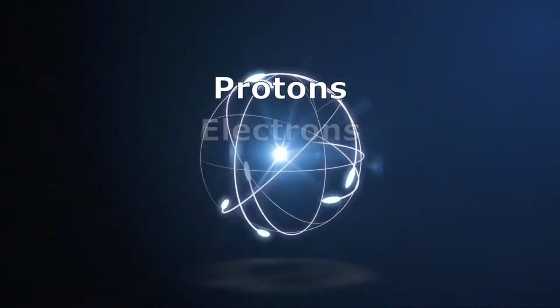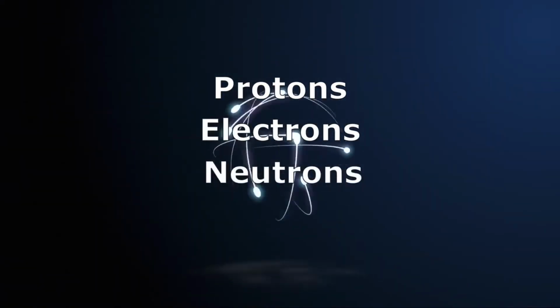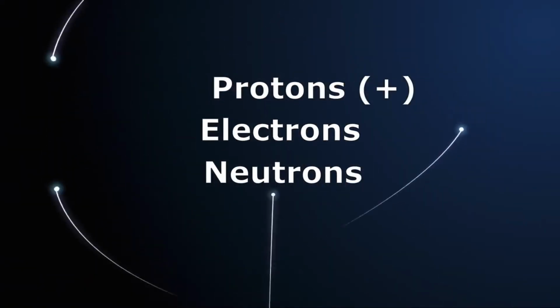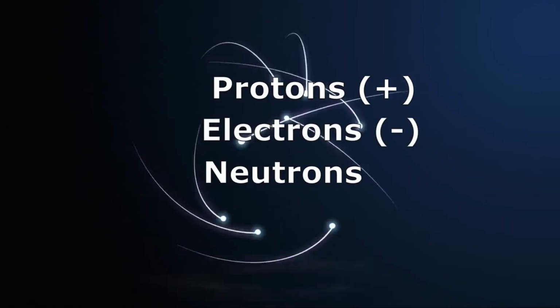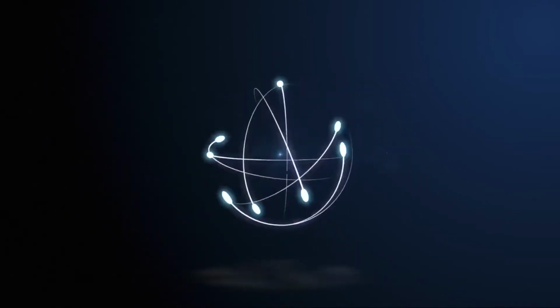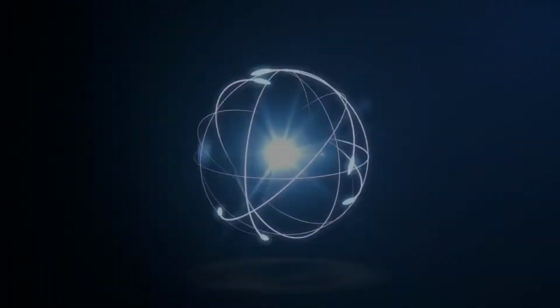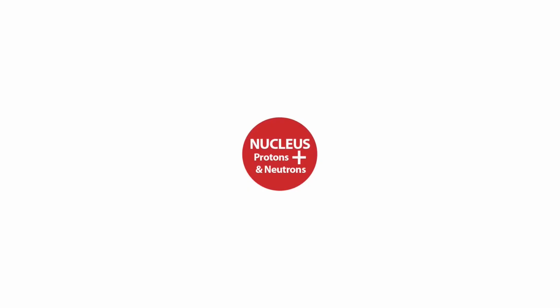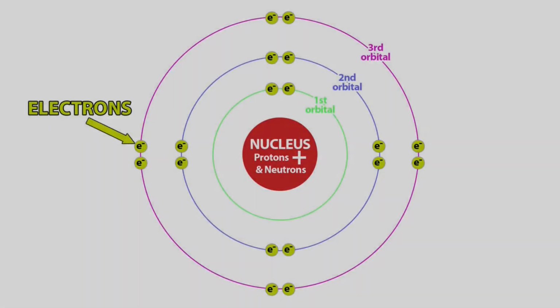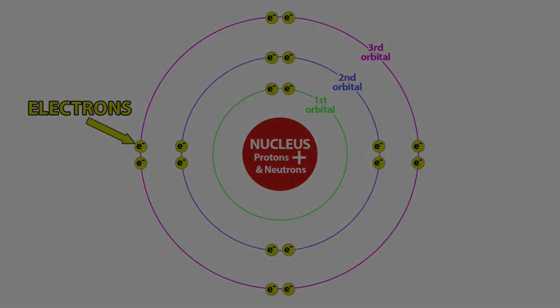All atoms are composed of three main components: protons, electrons, and neutrons. Protons are positively charged, electrons negatively charged, and neutrons have no charge. The protons and neutrons are found in the core of an atom, its nucleus, while the electrons are found around the nucleus in what are called electron orbitals. While the protons and neutrons in the nucleus of an atom tend to be stable and unchanging, the electrons in the orbitals are more fluid in their ability to exchange and share with other atoms.